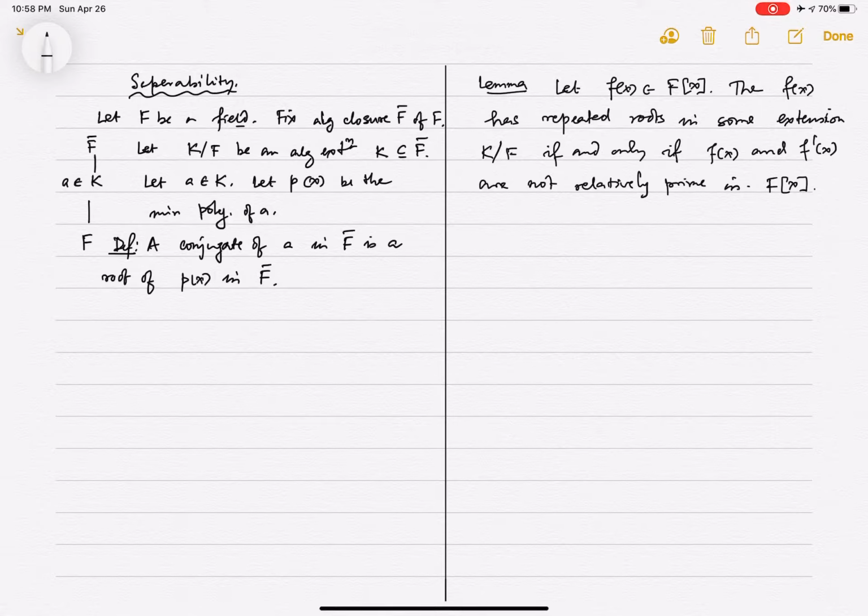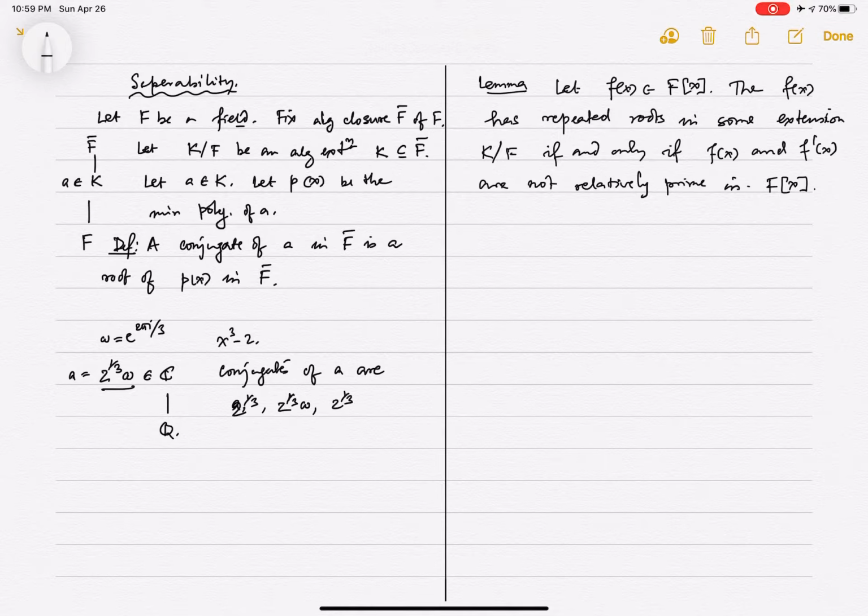So if you give me a number like omega times 2 to the 1/3, where omega is e to the 2 pi i over 3, this is a number in some extension of Q, let's say. This is after all a complex number. This is an algebraic number. Its minimal polynomial is x cubed minus 2. So conjugates of this number are 2 to the 1/3, 2 to the 1/3 omega, 2 to the 1/3 omega square. This is an example that we have been carrying with us all along.